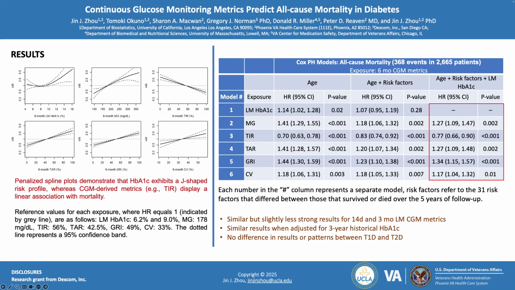We found that higher mean glucose, TAR, CV, and GRI were linked to increased 5-year mortality, while higher TIR was protective. All the results are highly significant. This association remained significant even after accounting for landmark HbA1c. The results are shown in the red box.